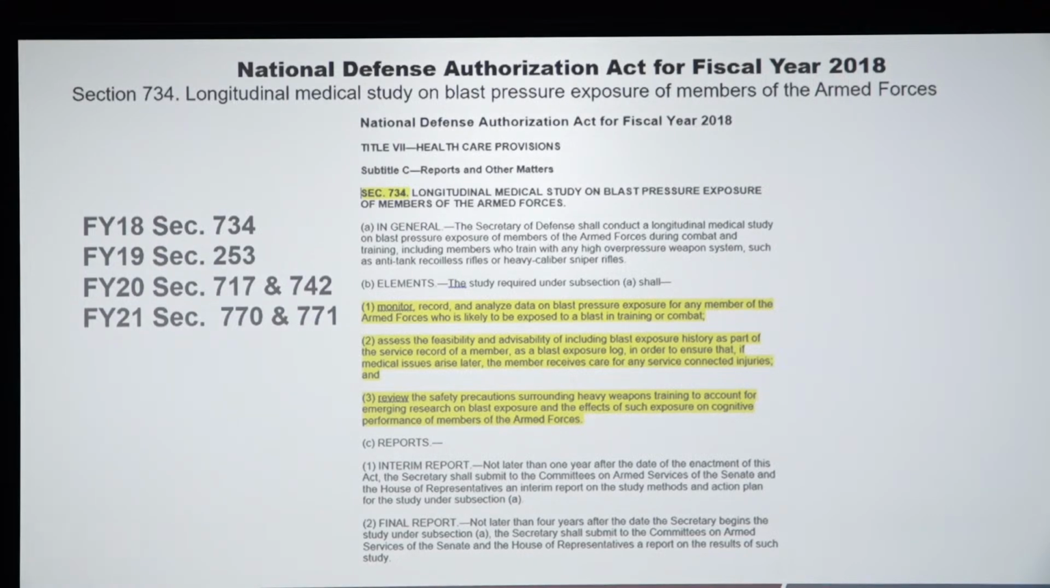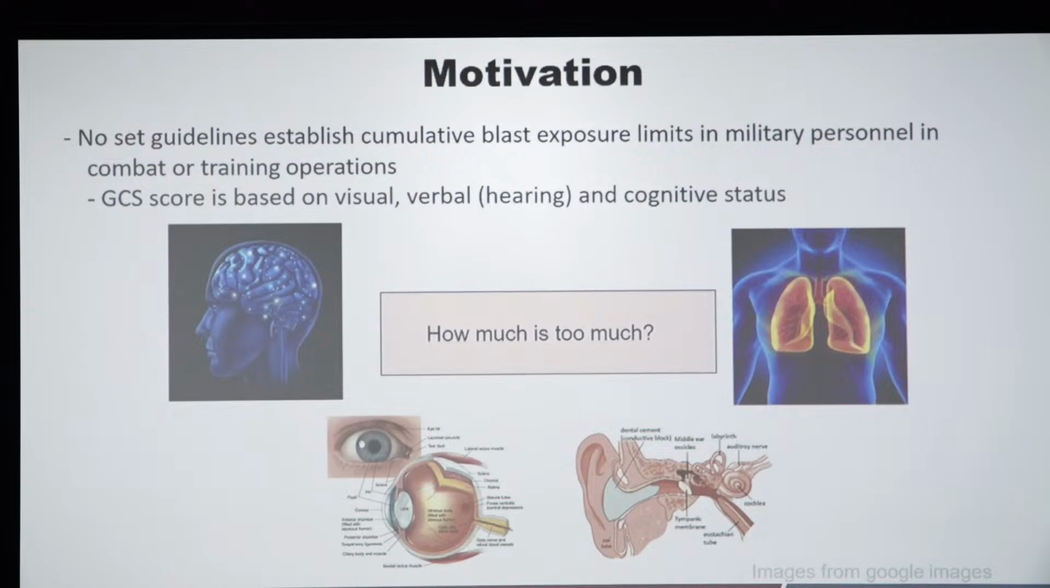So essentially, this is on a parallel level for India, like the Ministry of Defense putting out statements saying that Defense has to study this. So something similar to that. These are the three highlighted points: monitor, record, and analyze. And these are the acts that have been passed. Now they are public laws. So that is our motivation.